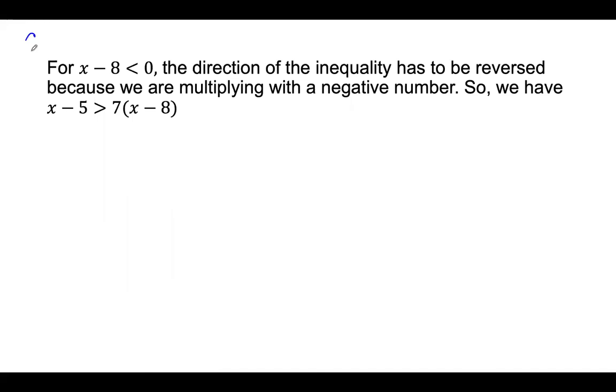So the second case, number 2, is when x minus 8 is less than 0. So how do we do that? When x minus 8 is less than 0, if we bring the 8 to the other side, we have x is less than 8. So that's part of it, and we can draw a picture. So this is our 8. So this part here.